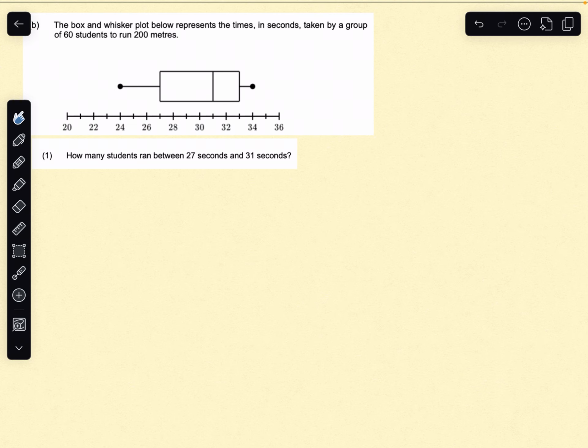Today we are looking at a stats question, data handling, from IEB May 2024, paper 2.